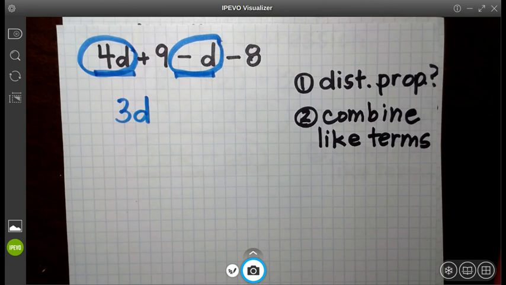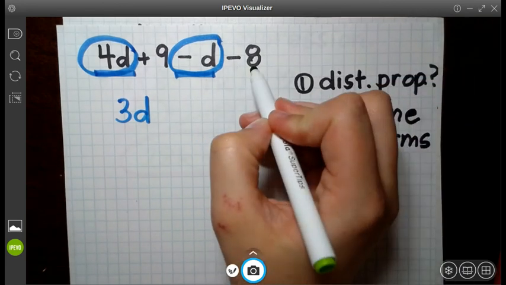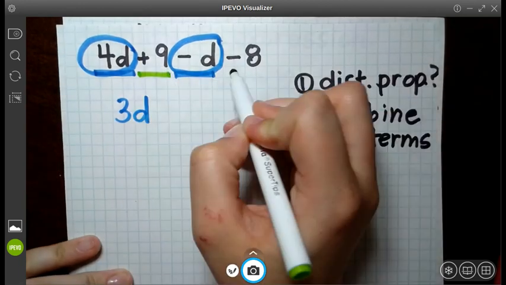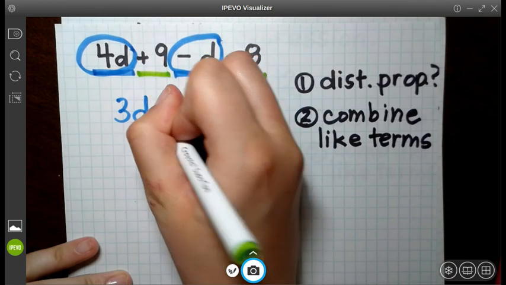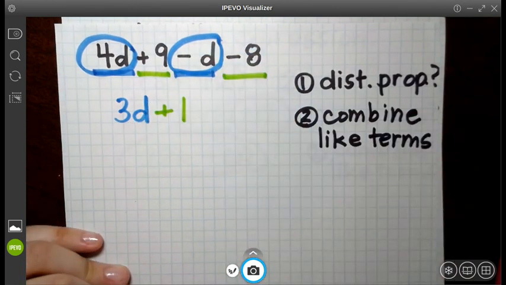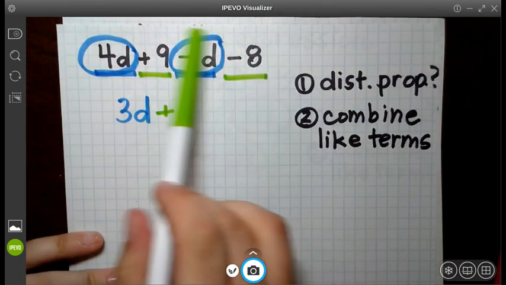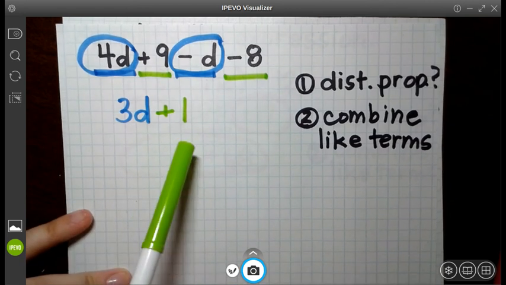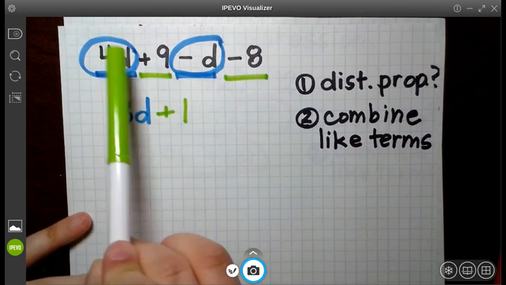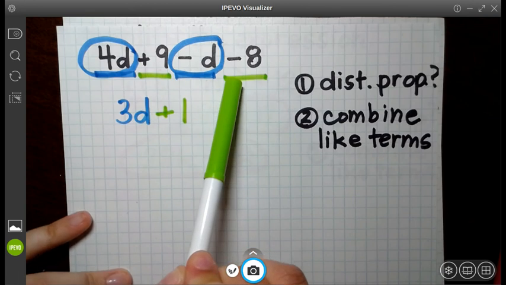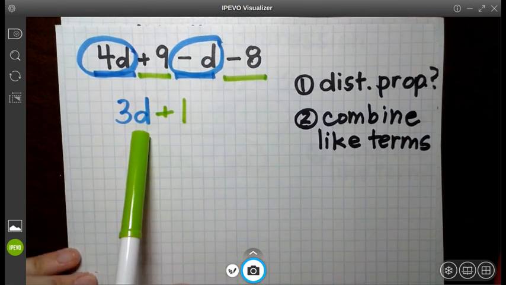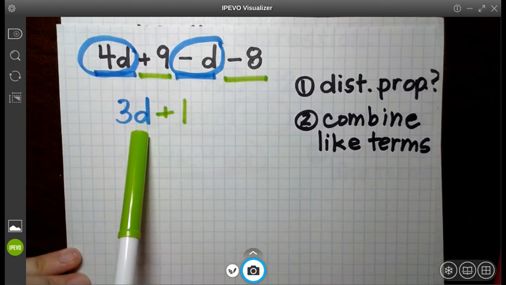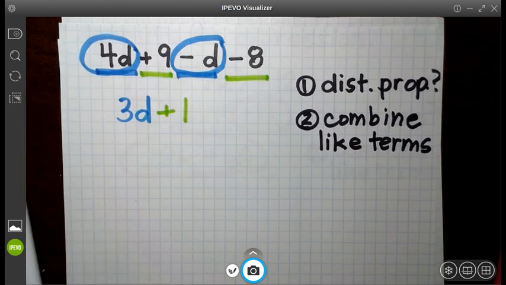Okay, well, now I have 9 and negative 8 left, or minus 8. If I have plus 9 minus 8, 9 minus 8 is just 1. So I'm left with positive 1. So this expression simplifies to 3D plus 1. Again, I make sure that I took care of every single term in the expression and check that it makes sense with my answer. And there you have it.